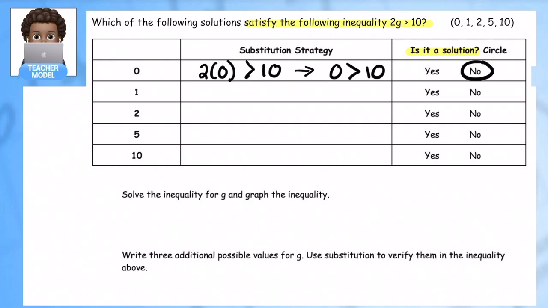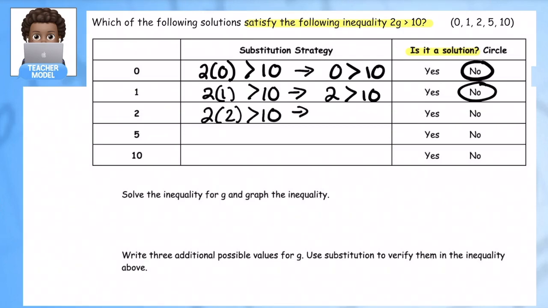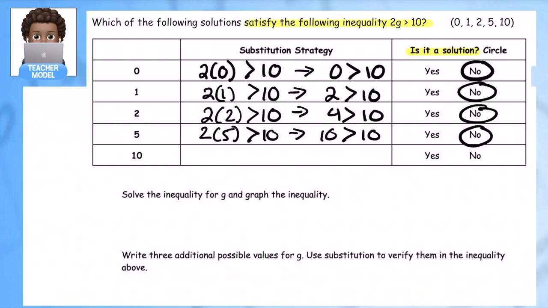Let's try when the number is 1. 2 times 1 is greater than 10. Simplifies to 2 is greater than 10. Again, no, that is not a true statement. 2 is not greater than 10. So I substitute for the next set, and I'm doing the same thing. Is 4 greater than 10? No. 2 times 5 is greater than 10. Is 10 greater than 10? No. And again, this does not have the greater than or equal sign.